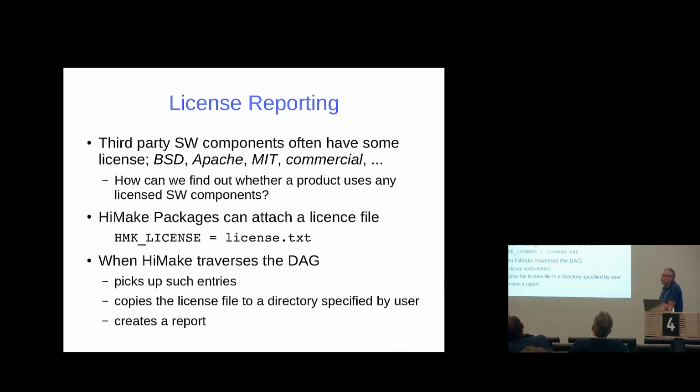Okay, it seems I got time to do some esoteric features. We have license reporting in HiMake. Because, of course, we use some third-party components like Boost, and they have some kind of license: BSD, Apache, MIT, or sometimes a commercial license. So when we build a product, how can we find out what licenses are actually part of this executable? How we solve that is that a package that has some kind of license uses this keyword HMK license, and it just attaches the license text as a file. It could be a text file, a PDF, or an image, whatever. HiMake doesn't care. Then when HiMake traverses the DAG, it picks up all these entries, copies the license files to a directory specified by the user, and creates a report.